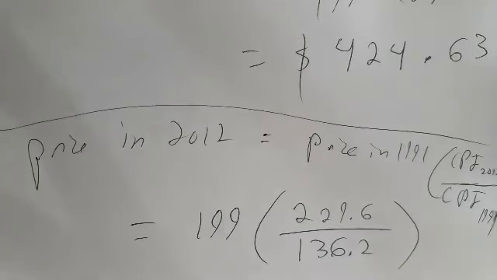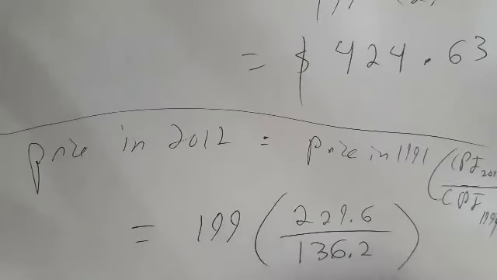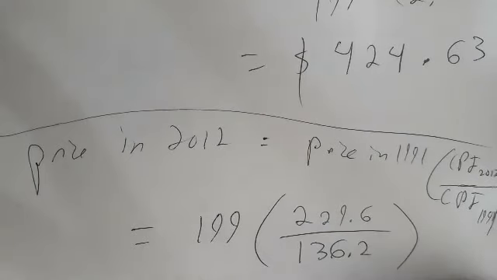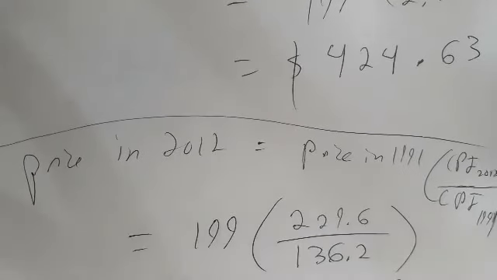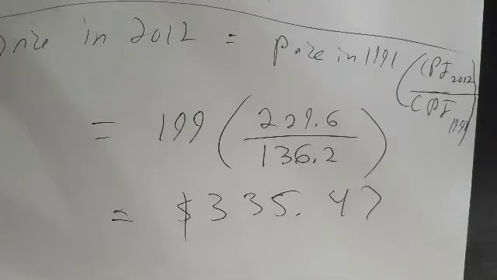So our denominator got larger. So overall, this number should get a little bit smaller, and it does. 335.47 is the number that we should end up getting. The Super Nintendo would be worth what? $335.47 nowadays.